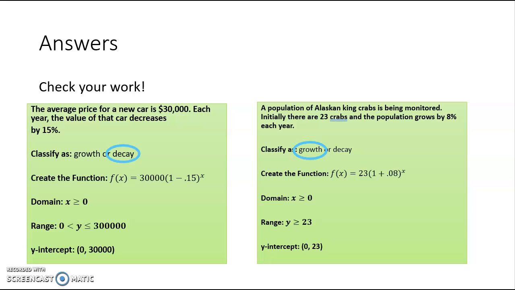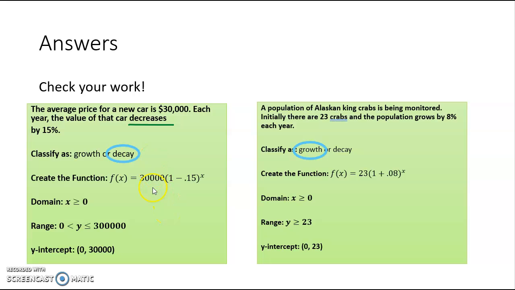The first one said the average price for a new car is $30,000. Each year, the value of that car decreases by 15%. The answer to that one was decay because we are decreasing by 15%, so we're losing value.